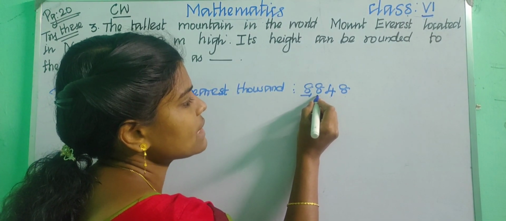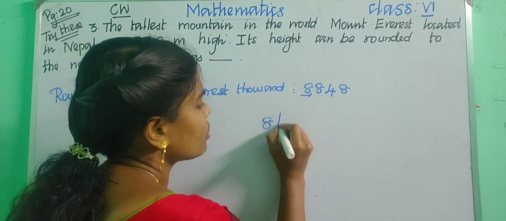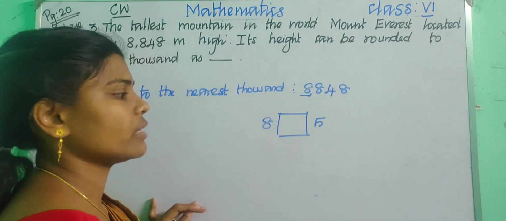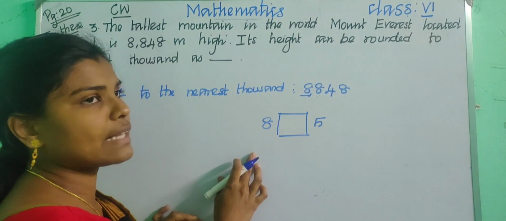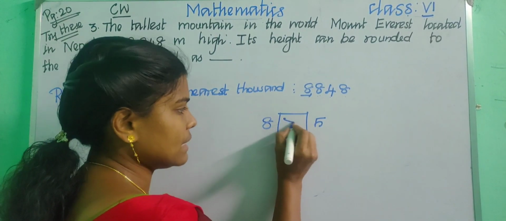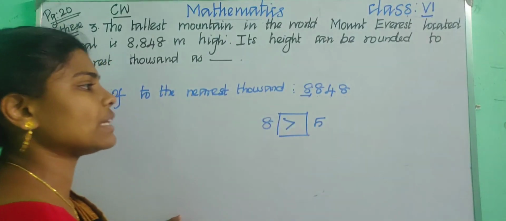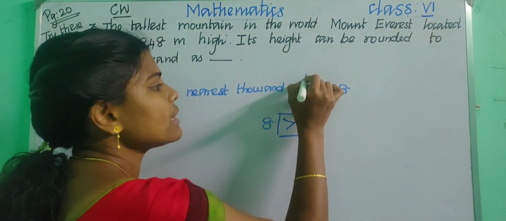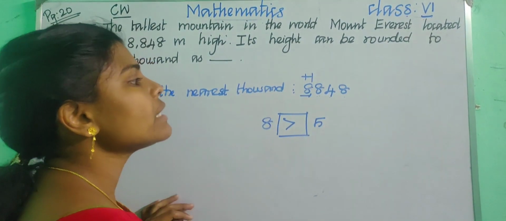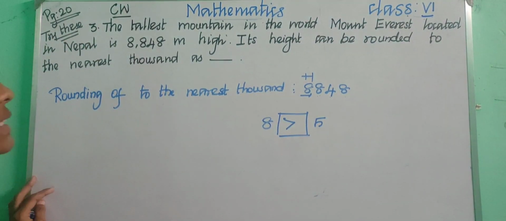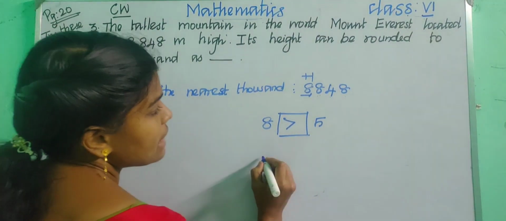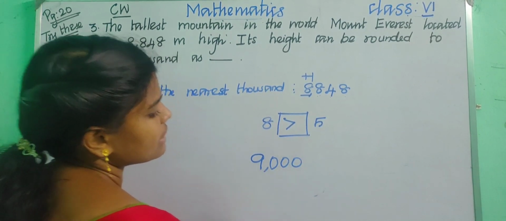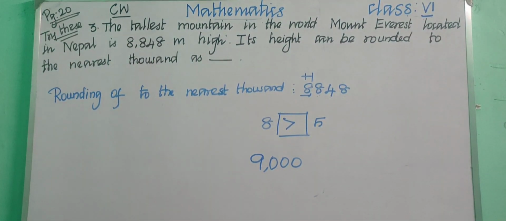Okay, children, so it is 8, right? So we are going to check whether this 8 is greater than or less than 5. Is this 8 greater than or less than 5? Greater than 5, right? So 8 is greater than 5. So what do we need to do? We need to add plus 1 in the thousands place. So the answer we are getting is 9,000.